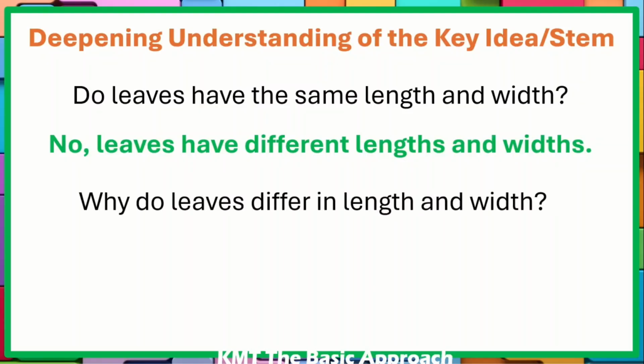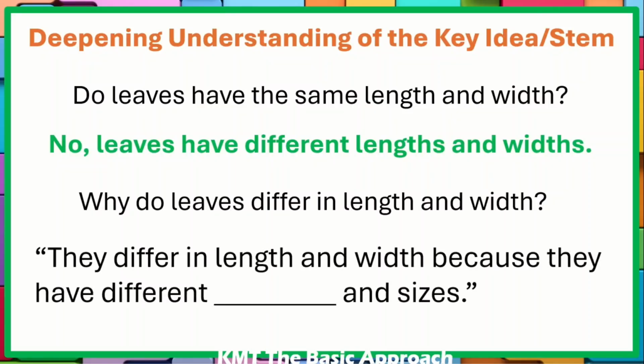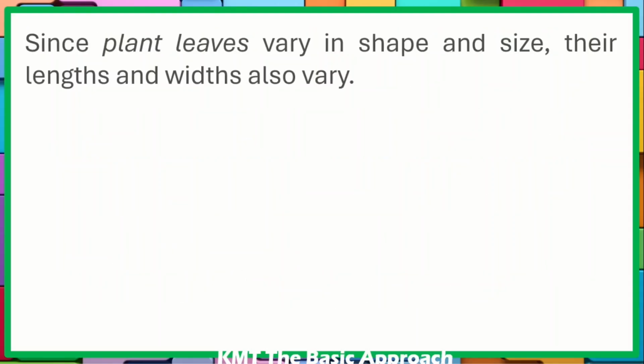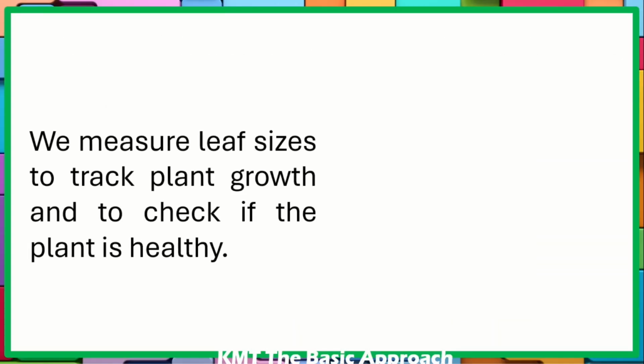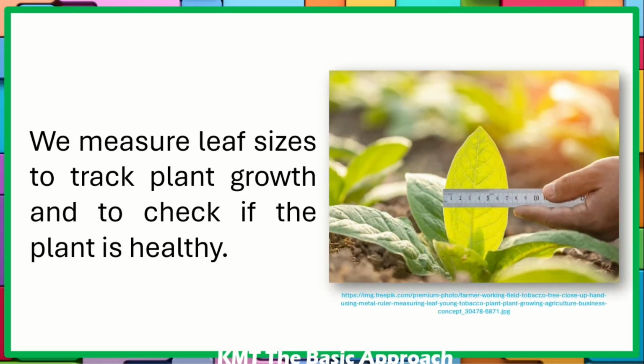Why do leaves differ in length and width? To answer this question, please complete the sentence. They differ in length and width because they have different. Good job! Shapes and sizes. Since plant leaves vary in shape and size, their lengths and widths also vary. We measure leaf sizes to track plant growth and to check if the plant is healthy.